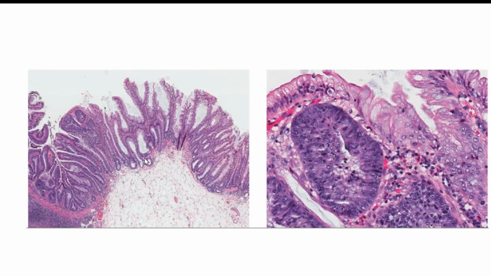Then we have another picture. This is the normal SSP, and then in this area there is an abrupt transition to this hyperchromatic, crowded crypt. So this is the SSP with dysplasia. This is a high power to show really dark nuclei, really crowded here, and loss of all the goblet cells. We have some apoptosis and even some mitosis.